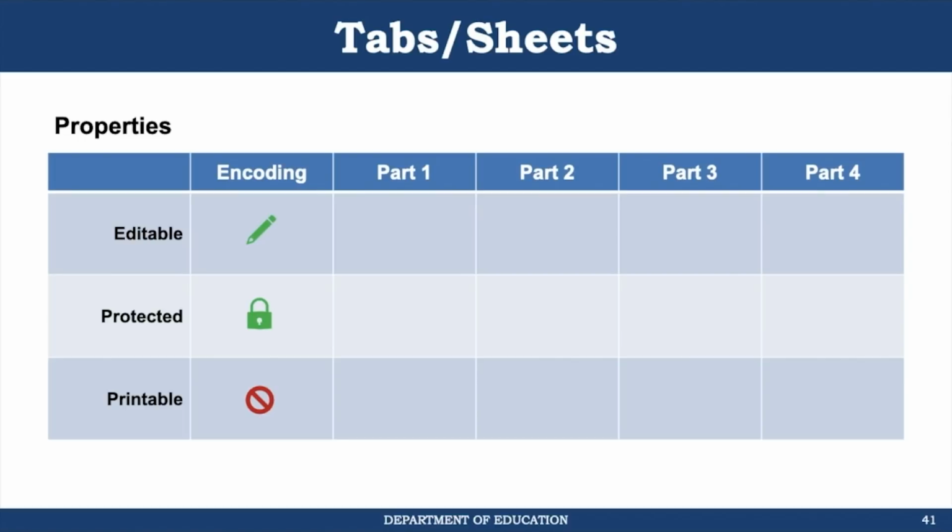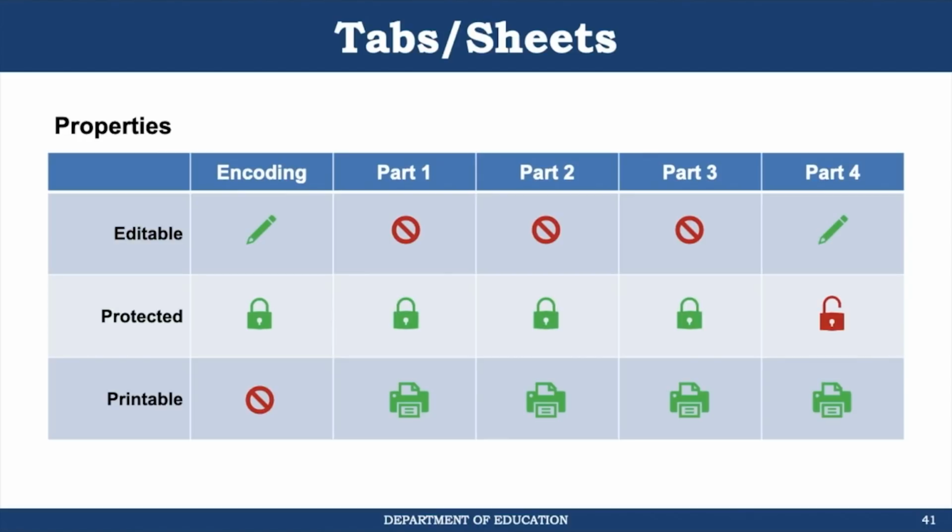For parts 1, 2, and 3, they all have the same properties. They are all not editable because all data that are needed for these parts are encoded in the Encoding tab. They are all protected and not editable, but printable. The Part 4 tab is editable but also not protected, to allow the users to make any necessary changes for crafting the development plans. And of course, it's printable.